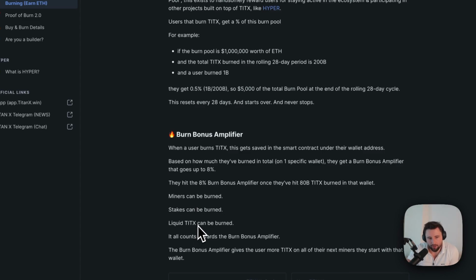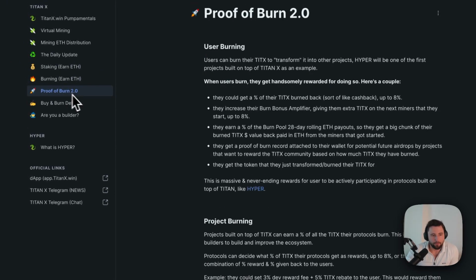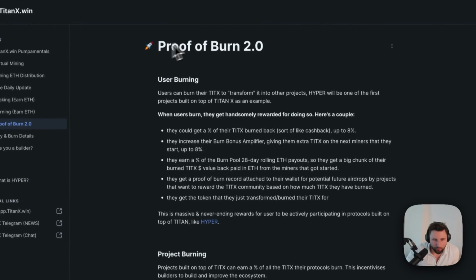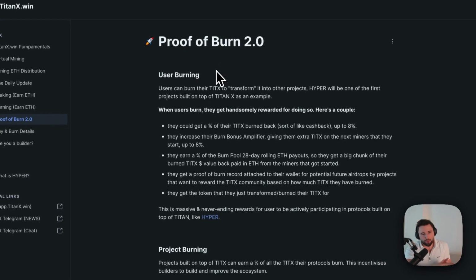Now, the proof of burn is also very interesting, because what you could do, and this is advanced game theory stuff, you could start a stake for the max, 3,500 days, and then 200 days in, you can be like, hey, I kind of want to get out of this stake. And what you could do is you could burn your stake for one of the projects, like Hyper, for example. We'll talk about all that stuff later on. Then we have Proof of Burn 2.0. So users can burn their Titan X to transform it into other projects.